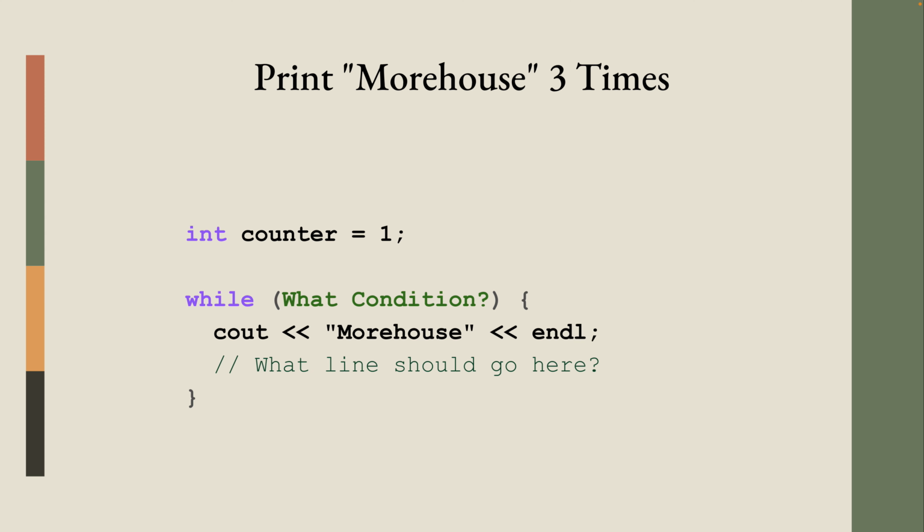Okay, so we'll do this one as a class because we've seen this example a few times. We want to print Morehouse 3 times. We have this int counter variable equal to 1. What is the condition if we want this loop to run 3 times? Counter is less than or equal to 3.